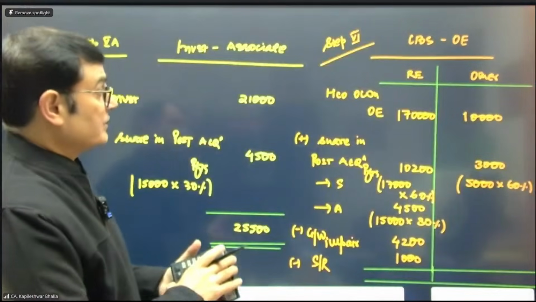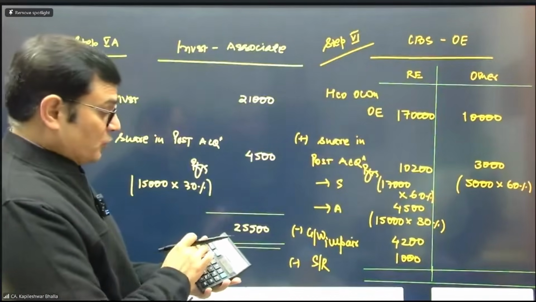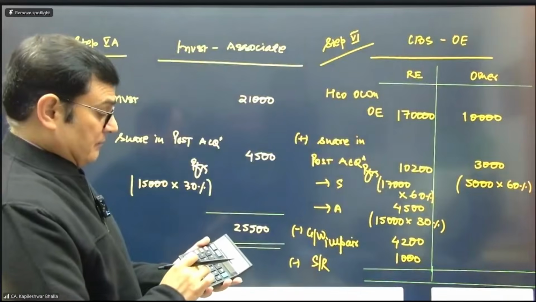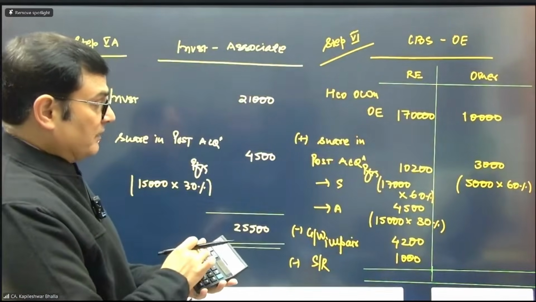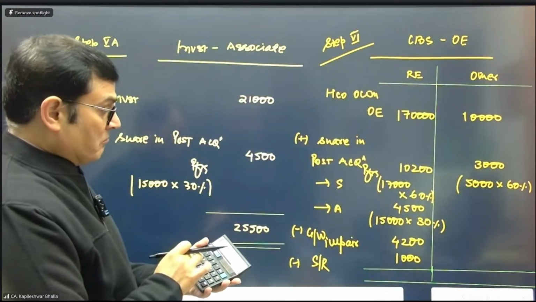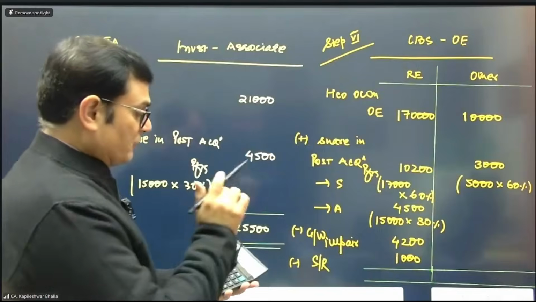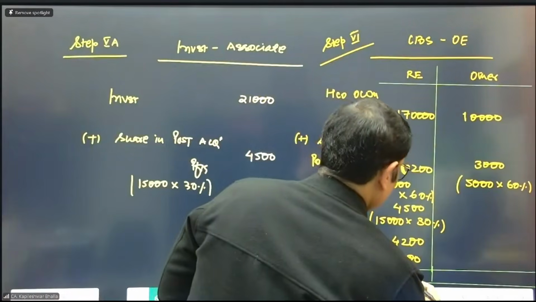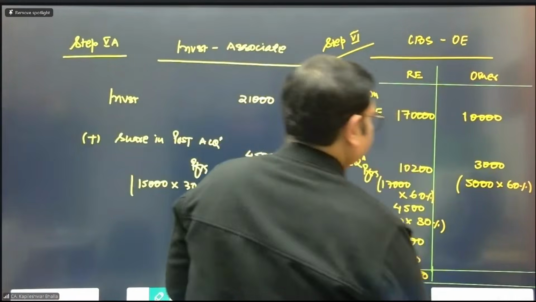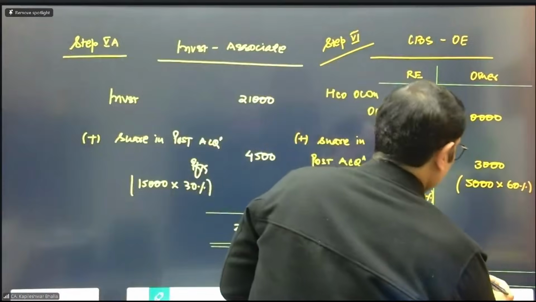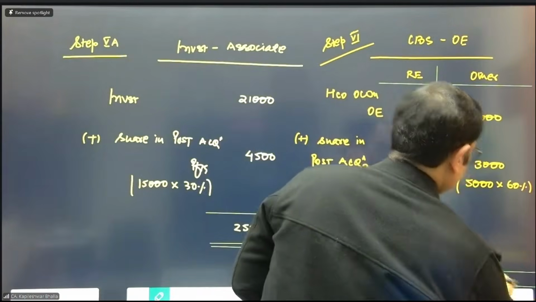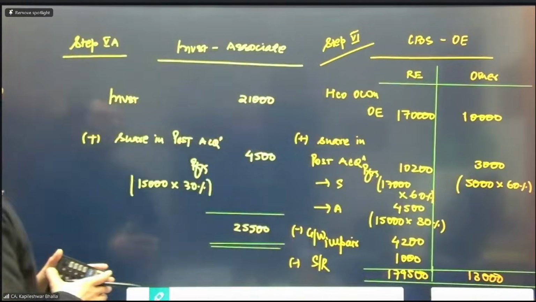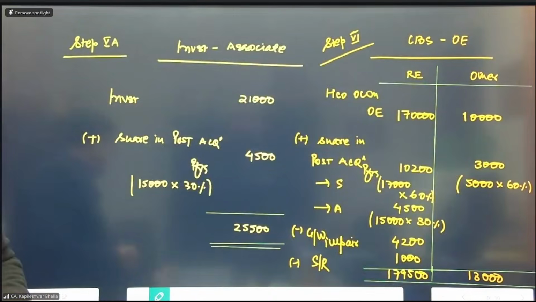I think that gives us the sum total: 170 plus 10,200 plus 4,500 minus 4,200 minus 1,000. This is 179,500. And this is going to be 13,000. Oh, wow. So step number 6 is also taken care of.